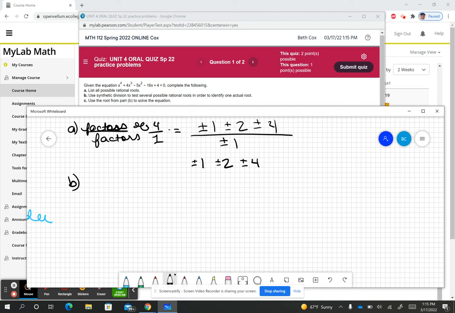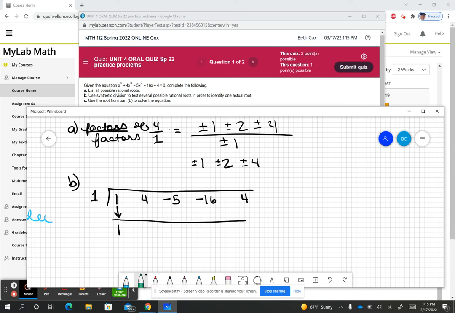Part B says use synthetic division to test several possible rational roots in order to identify one actual root. Okay, so we're going to do synthetic division. We're going to have a 1 and a 4 and a -5, -16 and 4. And I'm going to start with positive 1. So now I'm going to do my synthetic division.